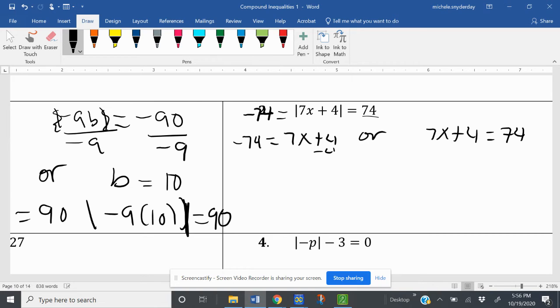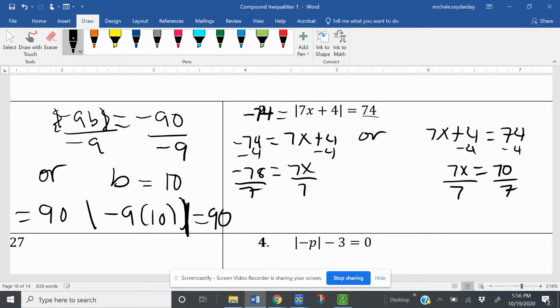Opposite of adding 4 is to subtract 4. So that gives us a negative 78 equals 7x. And if we subtract 4 from this one, we've got 7x equals 74 minus 4, which is 70. We'll divide both sides by 7.